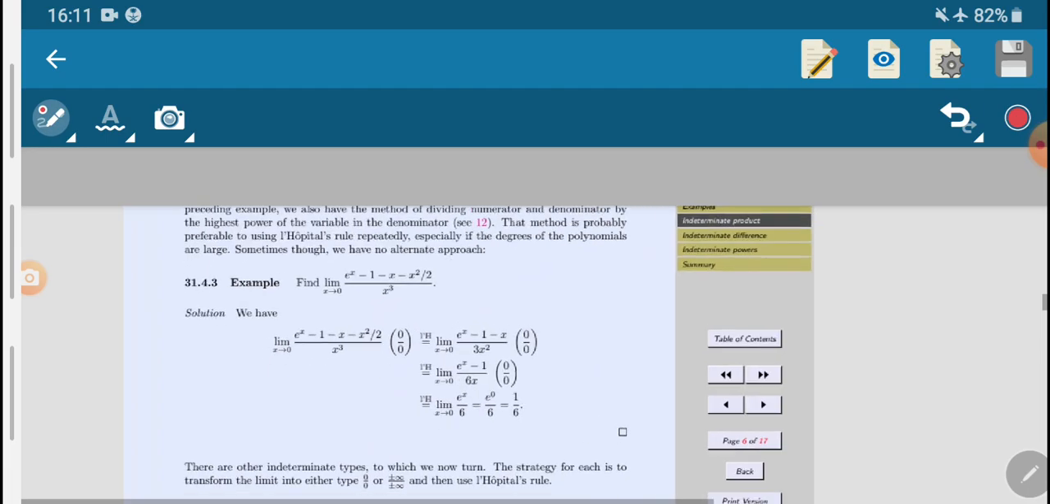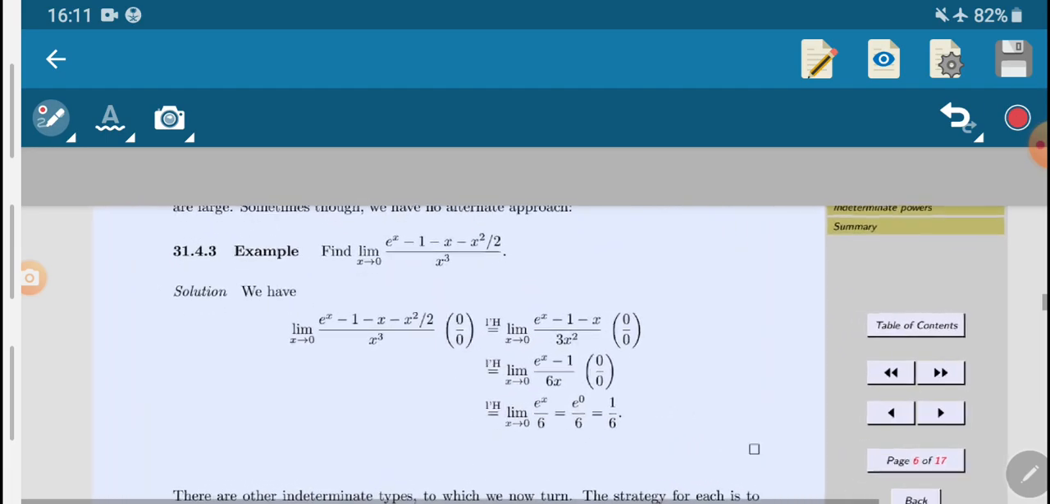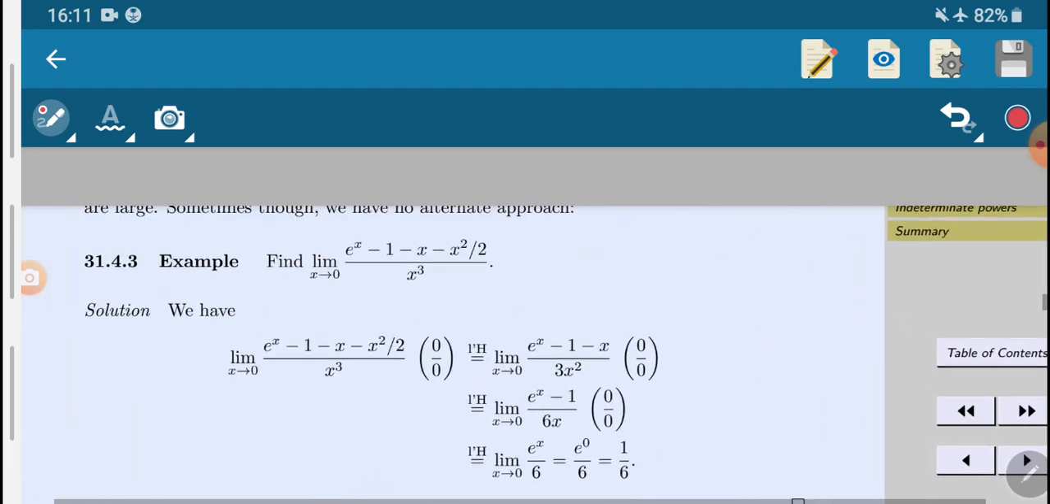Here we have a limit of e power x minus 1 minus x squared over 2, over x cubed. If you replace x by 0 in the numerator and denominator, the result becomes 0 over 0, unspecified, which is an indeterminate form. So we're going to use the L'Hopital rule.